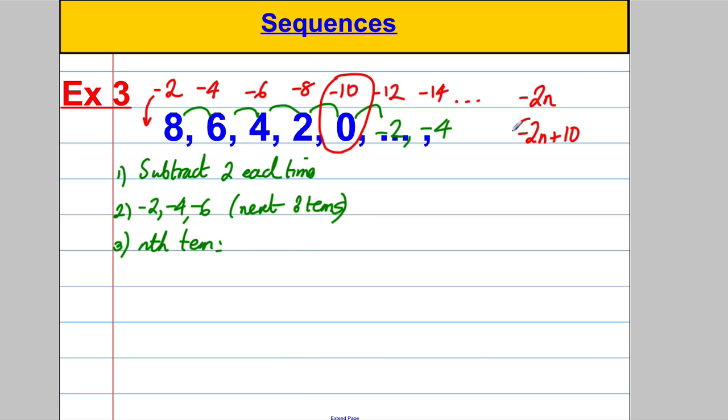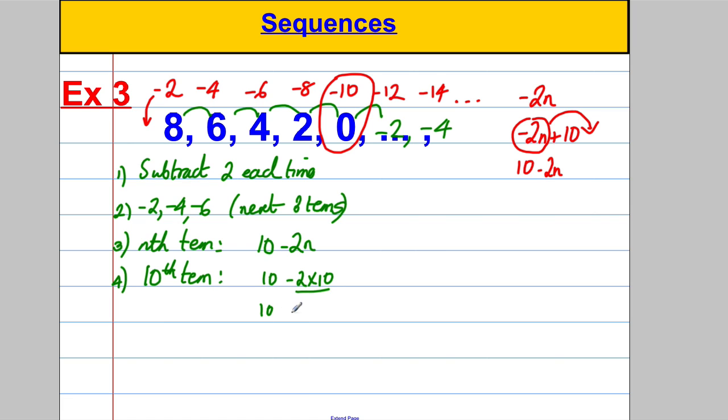And we can swap these around. It's fine to swap that around. So it's 10 subtract 2n. Okay, so our nth term is 10 subtract 2n. We may then be asked something like, what is the, I don't know, the 10th term? Okay, so we could say 10 subtract 2 times 10. 2 times 10 is 20, so 10 subtract 20 is -10. So that's the 10th term.